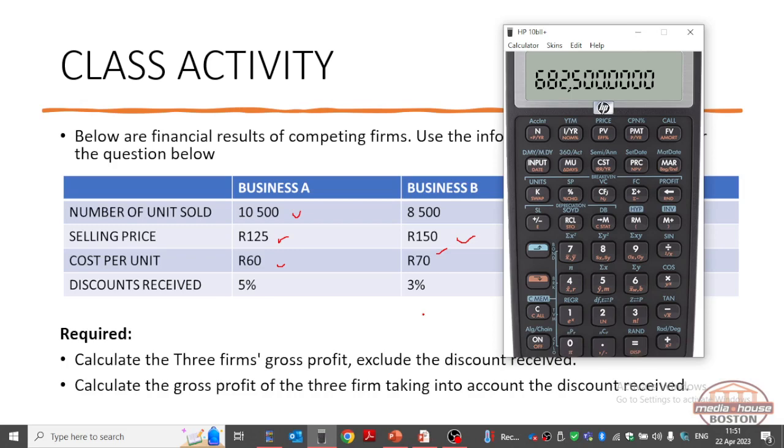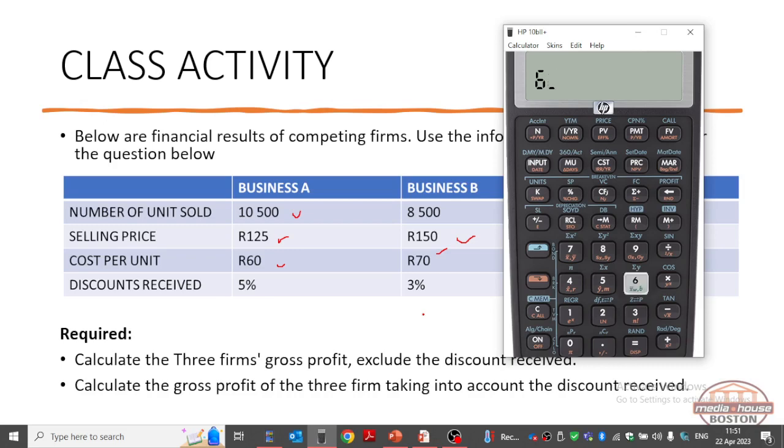Then we move to business number B. For business number B, we can perform the same. If you decide to choose a method, stick to that method until you are done, so that there is consistency within your analysis of the gross profit of the three companies. Do not mix the types of method. So on the second one, we're going to say 150 minus 70. This will give us a gross profit per unit of 80 rand. Then multiply this by 8,500 units. This will give us 680,000.